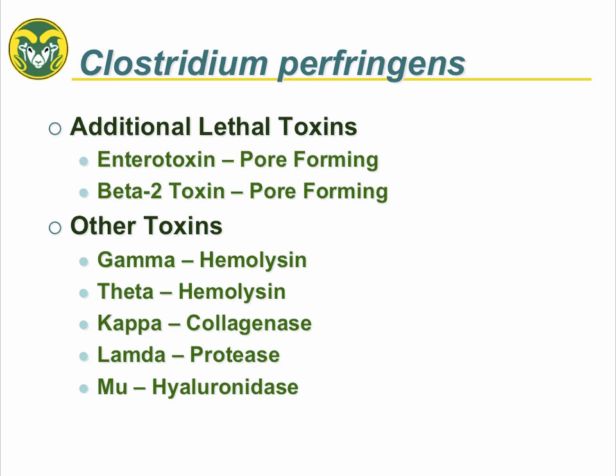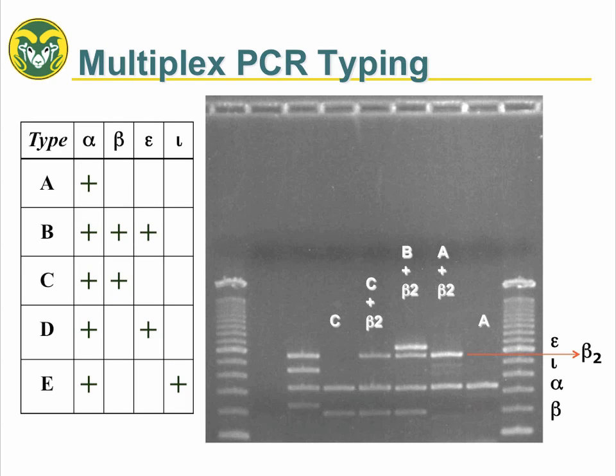And then there are some other toxins here. Of these, probably the theta toxin is most important. It is a hemolysin. It will disrupt red blood cells. It is found in many of the Clostridium perfringens type A isolates. And again, we don't have vaccines against it, but it is there and plays partly a role in the pathogenicity.